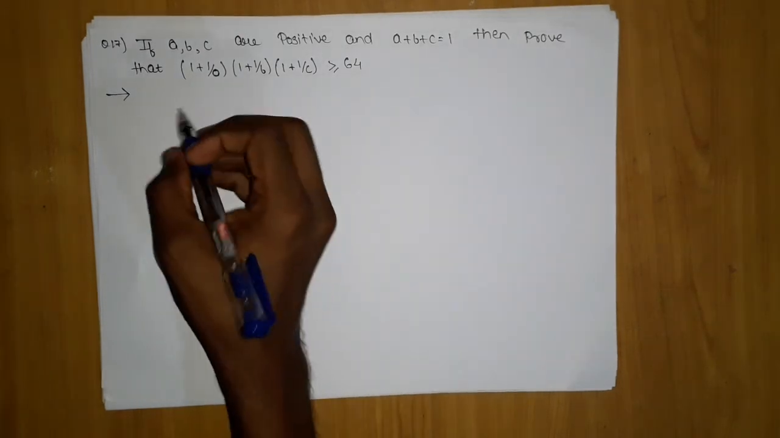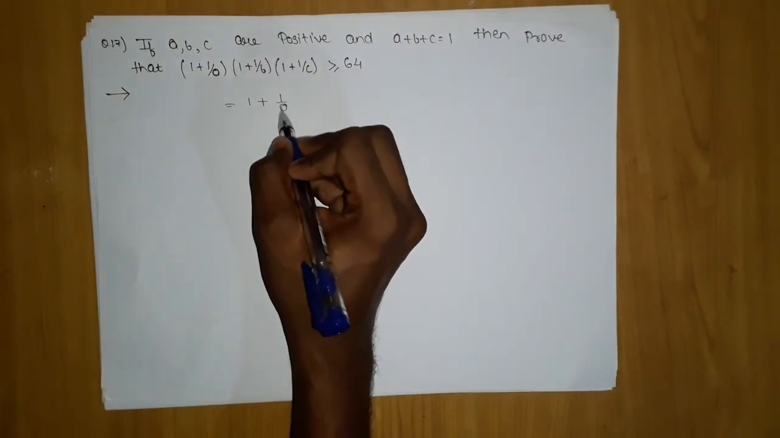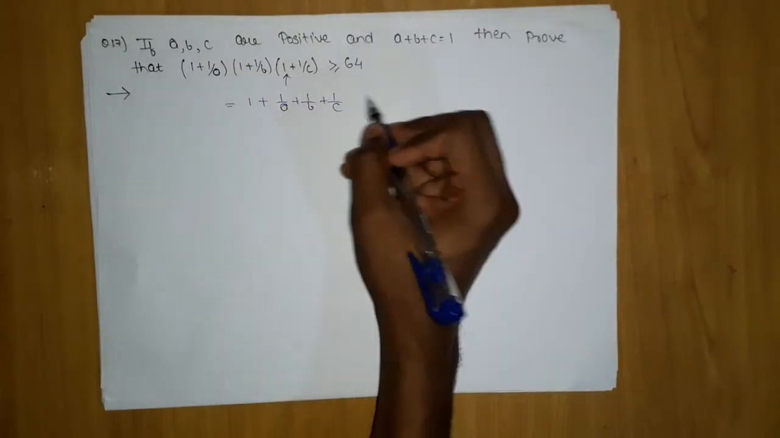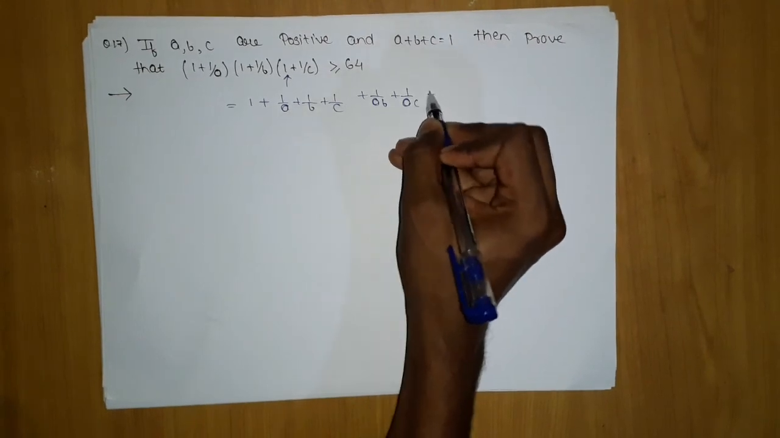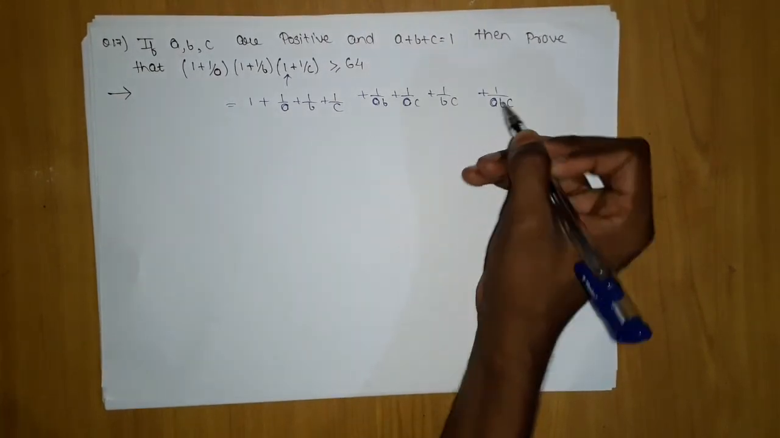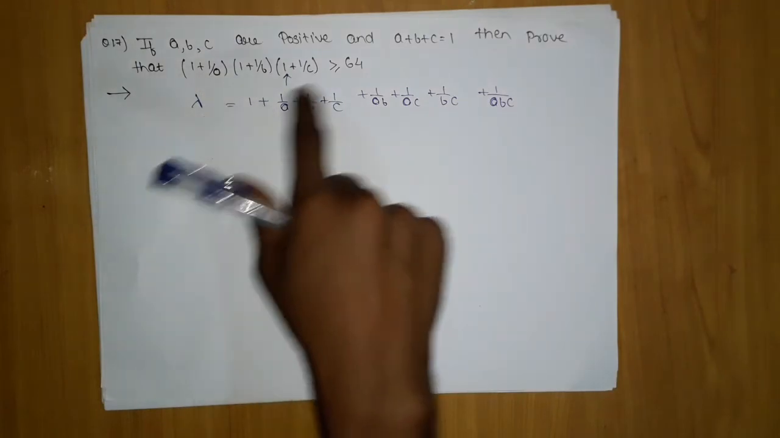Okay, so here in this problem, if I open this, what I'm getting is 1 plus 1 upon a plus 1 upon b plus 1 upon c, plus 1 upon AB plus 1 upon AC plus 1 upon BC plus 1 upon ABC. If I consider them as equal to lambda, then lambda should be greater than or equal to this.